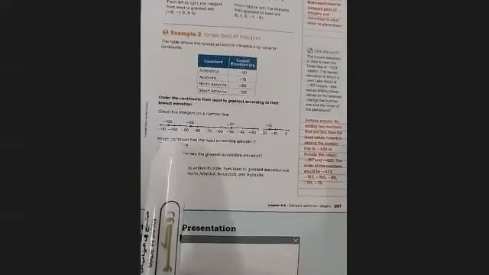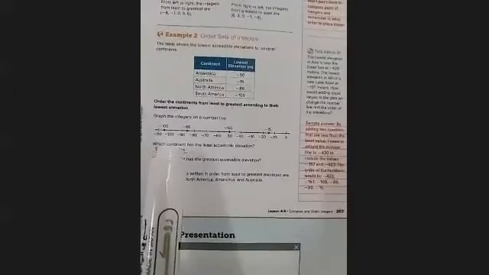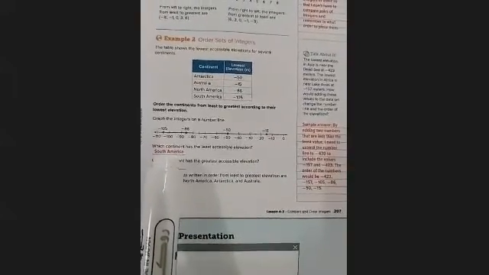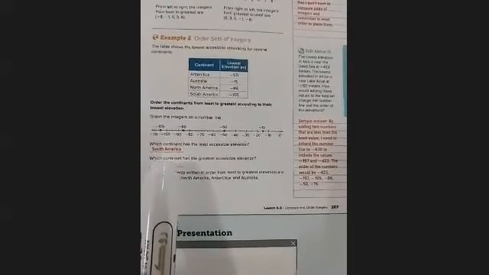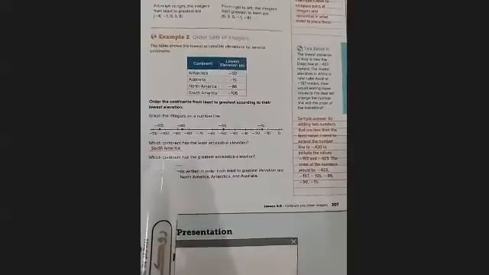Let's go to the example and see what the book wrote there. Read here. Which continent has the least accessible elevation? The least one is South America. Write South America on the line, guys. Next, which continent has the greatest accessible elevation? Australia, right? Australia, guys, on the line.